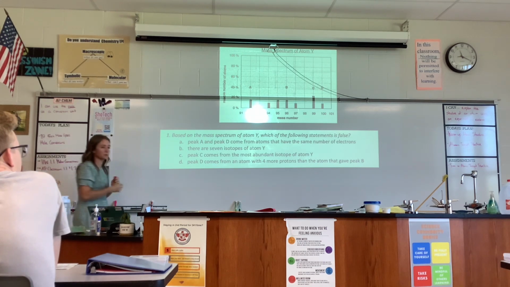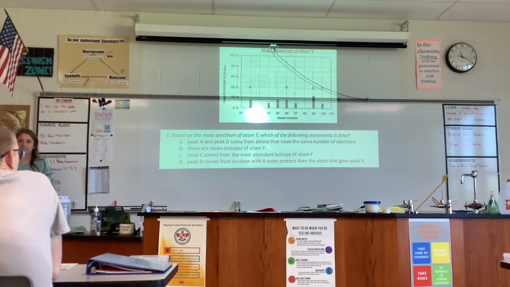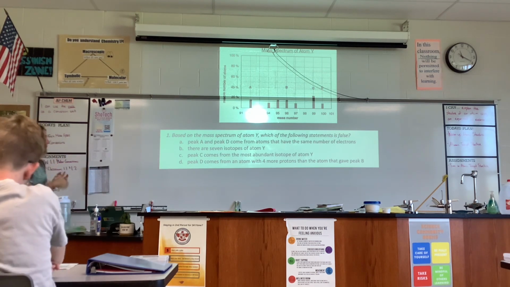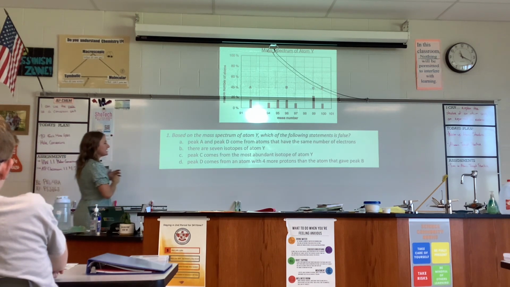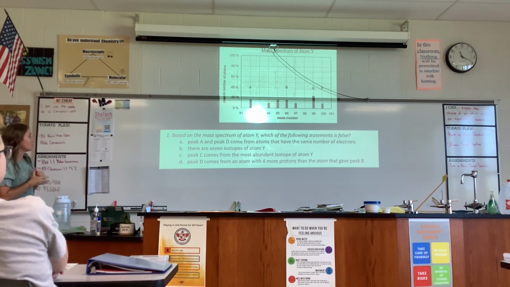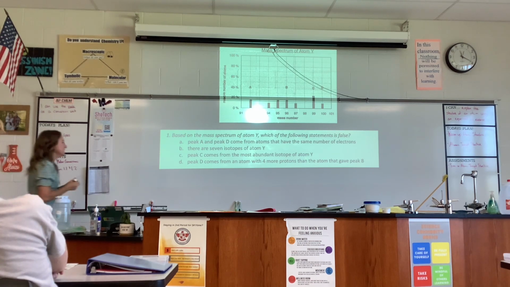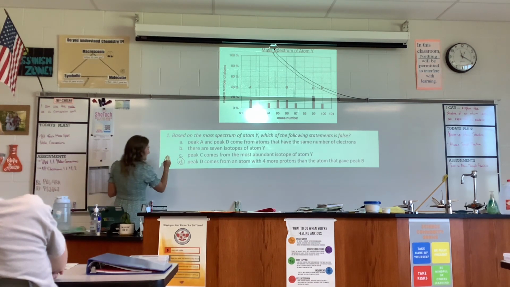B, there are 7 isotopes of atom Y. That is for sure true because there are 7 peaks. So that one is definitely true. C says peak C comes from the most abundant isotope of atom Y. That one also is true, and we're looking for what's false. So obviously the answer is D, but let's talk about why.